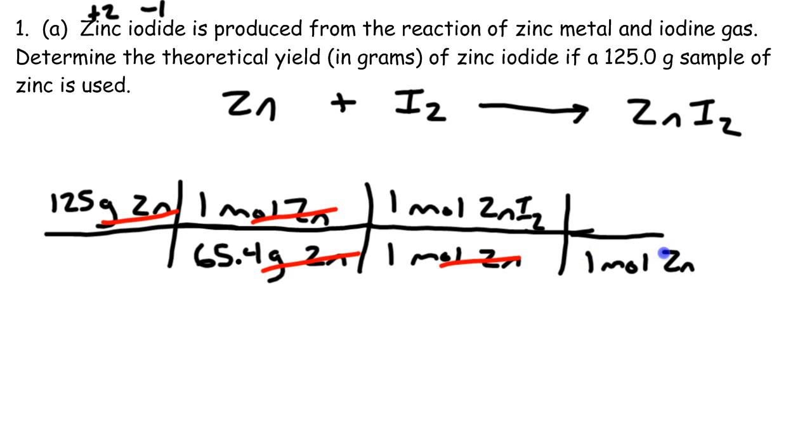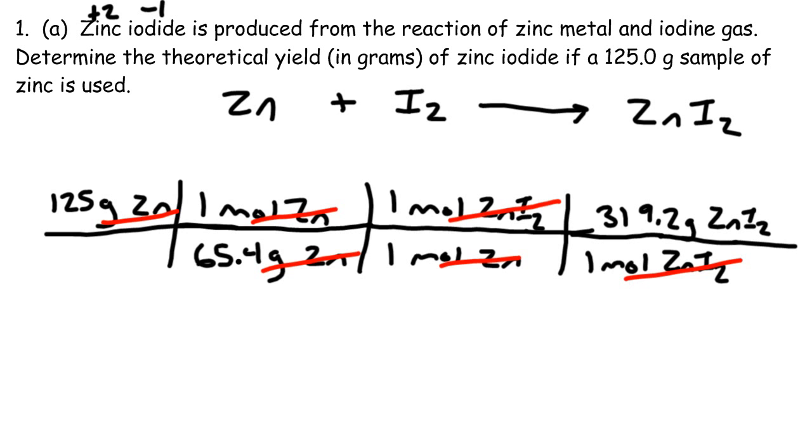So 1 mole of zinc iodide is equal to 319.2 grams of zinc iodide. Moles of zinc iodide cancel here and here. So now it's just left to solve.